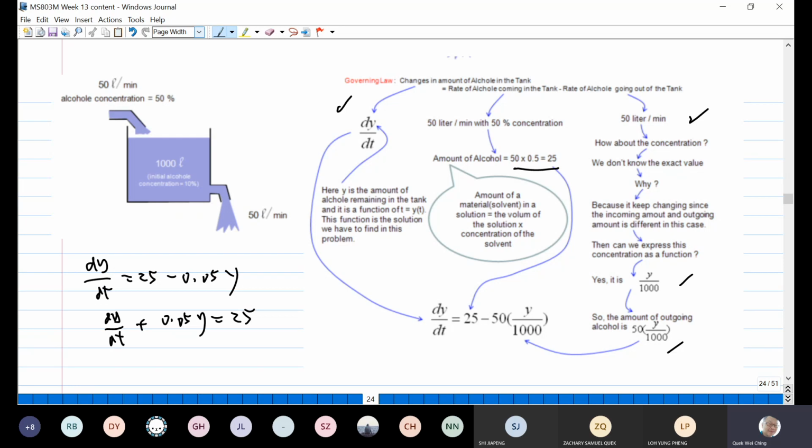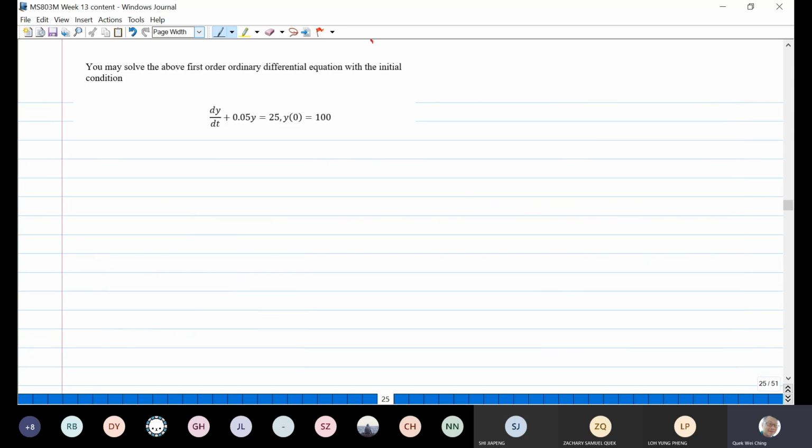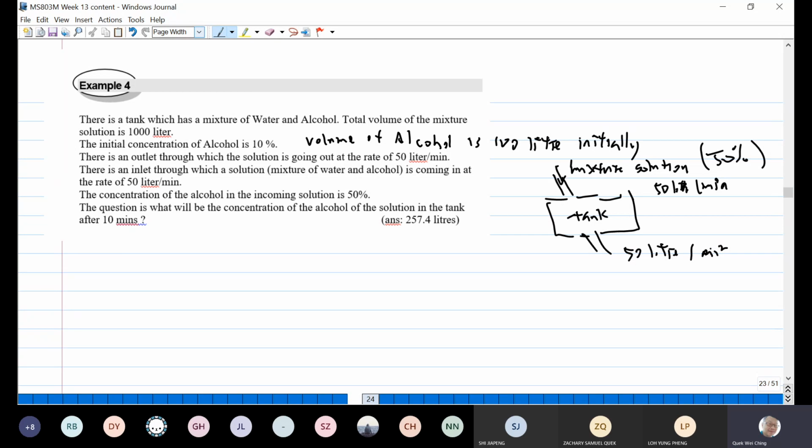So that's why you got this equation to solve. Now, how do you know the initial condition? How come initially when t equals 0, there are 100 liters of alcohol? This is given by the question. The initial concentration of alcohol is 10%. 10% of 1,000 liters is 100 liters. So in the beginning, there are only 100 liters.